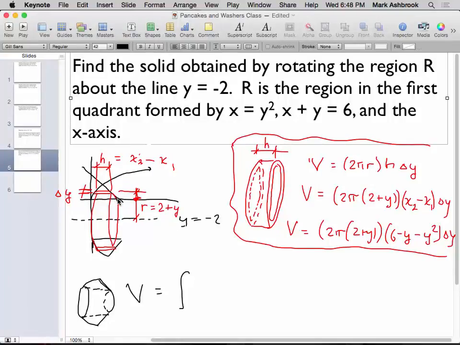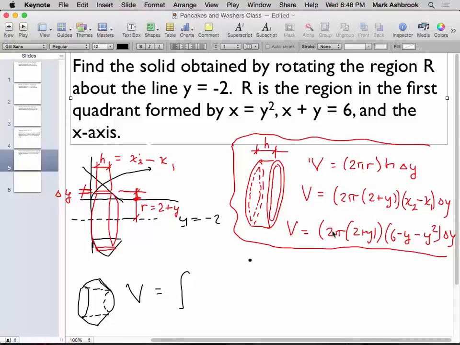Why did you get x2 minus x1 equals 6 minus y minus y squared? x2 is the x coordinate defined by this line right there. That's our line x plus y equals 6, so x is 6 minus y. And then x1 is the x coordinate defined by the curve. So to get the height of the shell, it goes from the curve to the line: the x coordinate on the line minus the x coordinate on the curve. Is that better? Yeah. Okay.